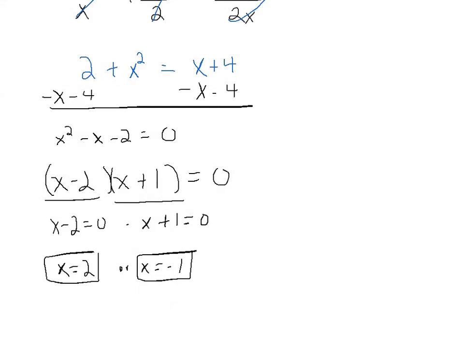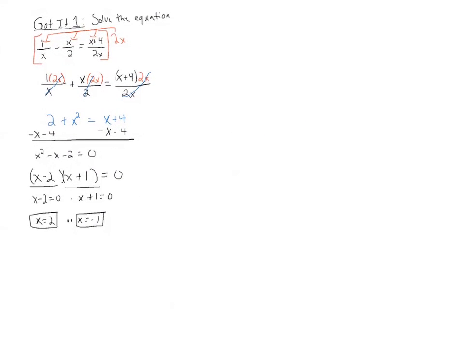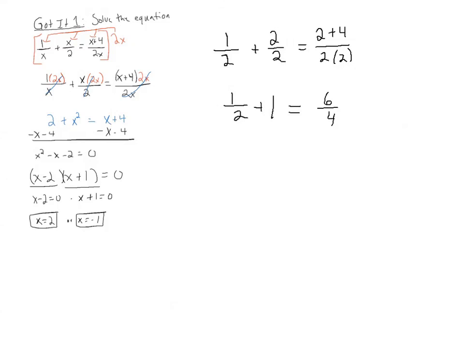Now I'm not quite done because I need to check for my extraneous solutions. So when I go back to my original equation up here, I'm going to put in the 2 first. So 1 over x, or 1 over 2, plus 2 over 2 is equal to 2 plus 4 over 2 times 2. So we have 1/2 plus 1 is equal to 6 over 4. So that would be 1 1/2, or 1.5 if you want to put that in a decimal. And 6 divided by 4 is also 1.5. So that works.